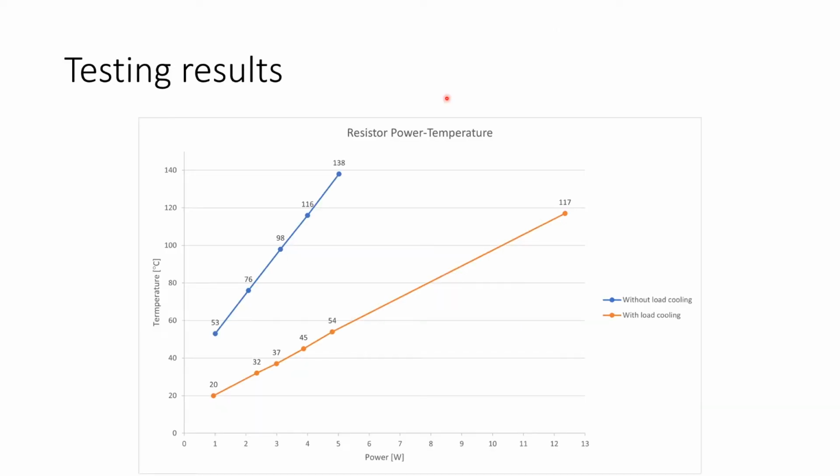We conducted 2 tests, one with the resistor in free air and one with the resistor attached to the Peltier cooler. The blue curve here depicts the resistor at 1, 2, 3, 4, and 5 watts. The orange curve depicts the temperature at 1, 2, 3, 4, 5, and 12 watts. The temperature of the resistor attached to the Peltier cooler is significantly lower than the temperature of the resistor in free air. This picture shows that the Peltier cooler could be used for reducing the temperature of the laser diodes in the LaserArray.